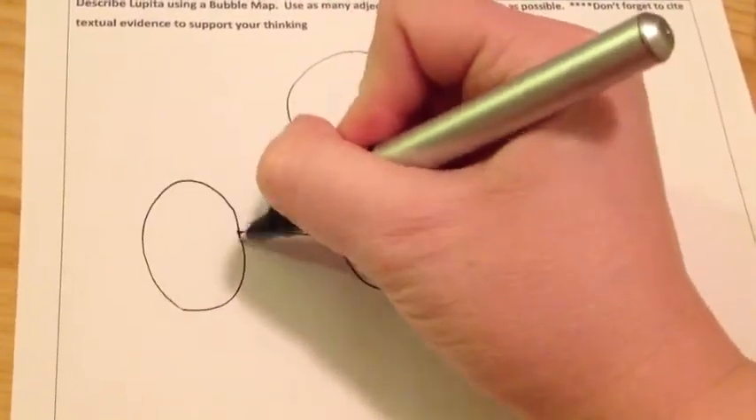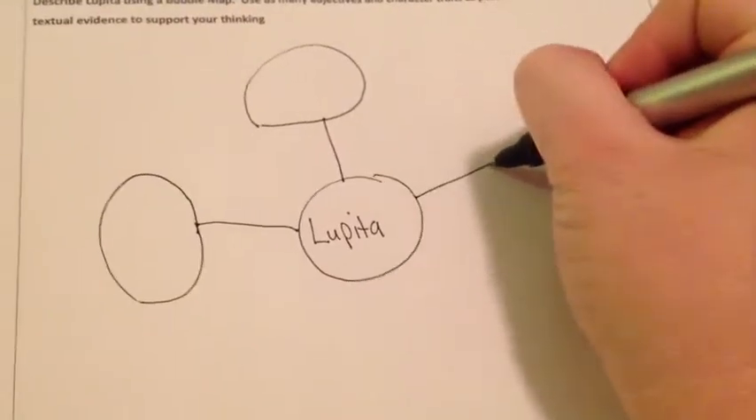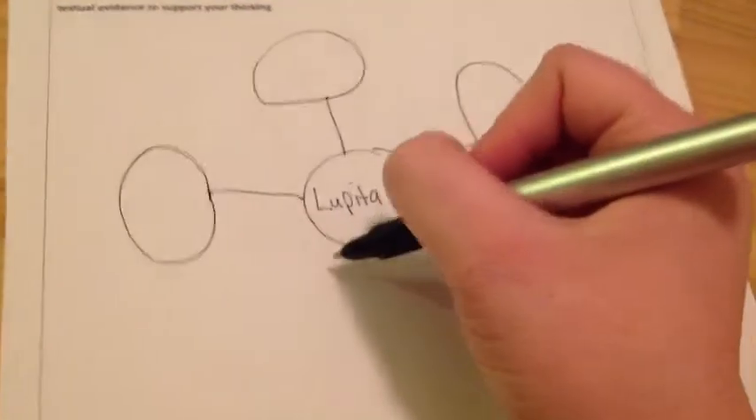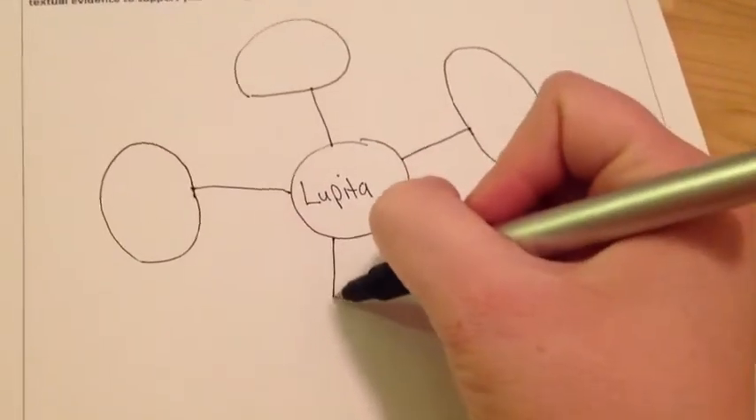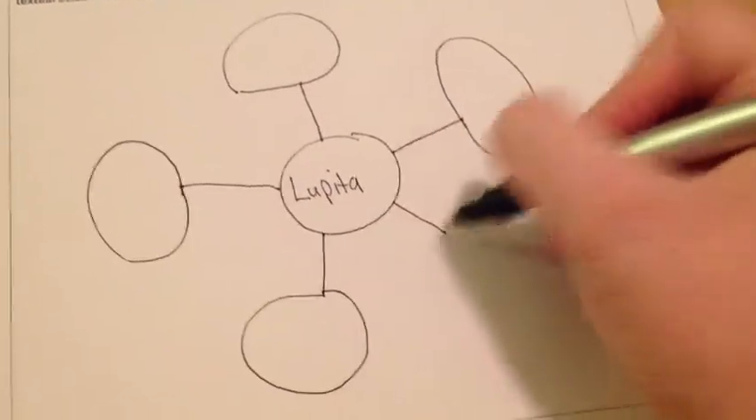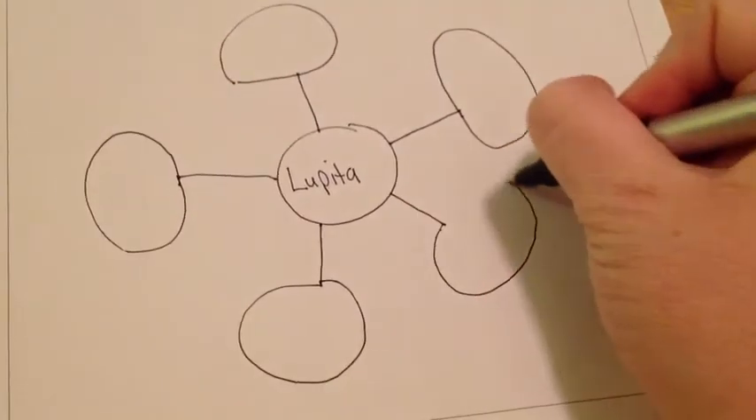Go ahead and think about some right now, and then in just a minute I will give you some of the character traits that I found about Lupita. If you want to hit pause, you can. If you want to just start thinking right now and writing some things down, you may do that as well.